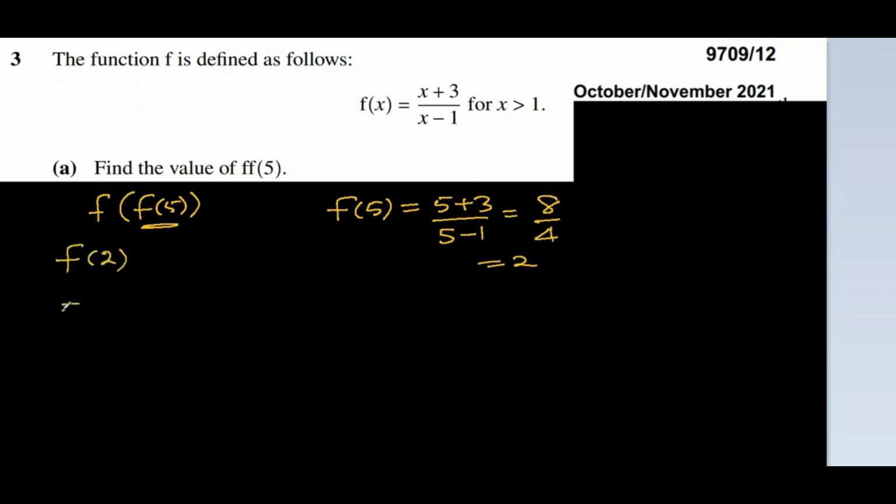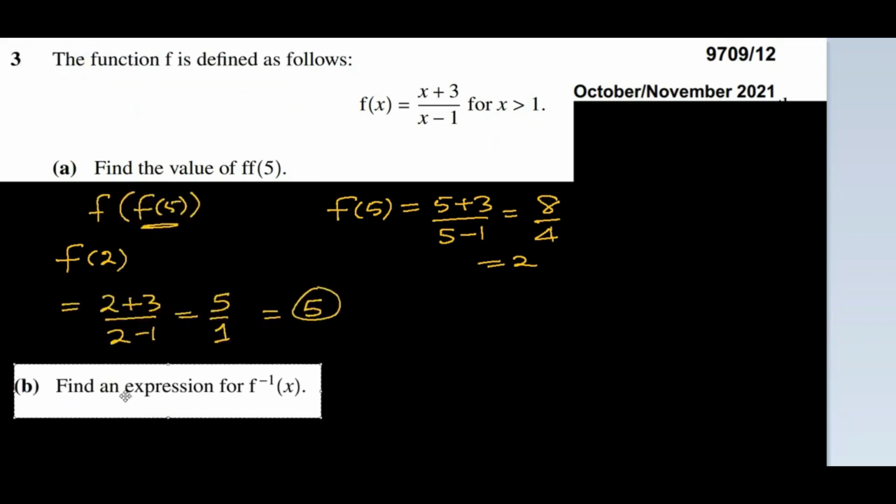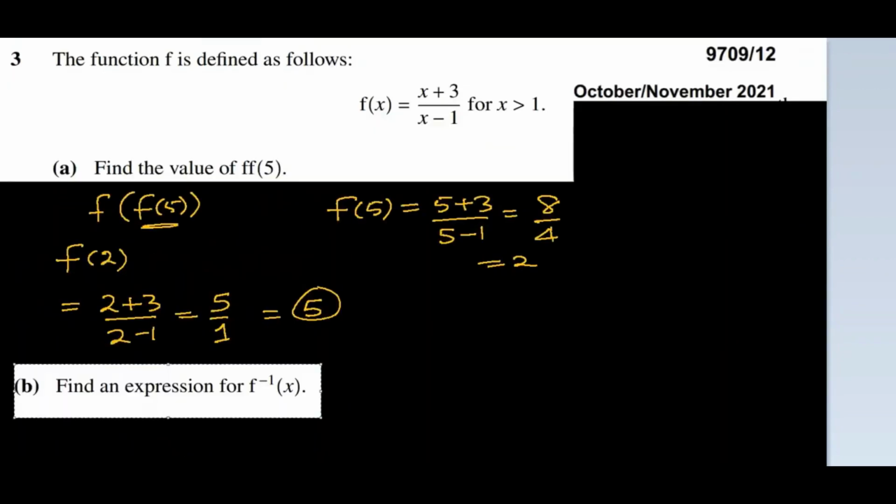And now we can substitute 2 in place of x in the same function. So 2 plus 3 over 2 minus 1 equal to 5 over 1. Answer is 5. What about the second part? B part says find an expression for f inverse x.